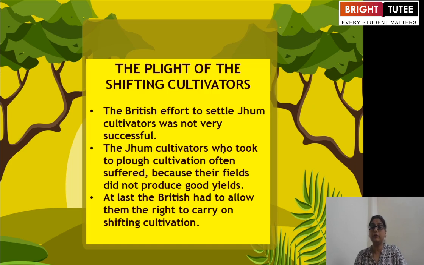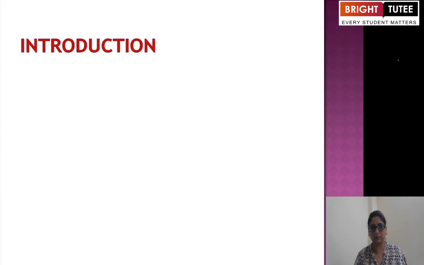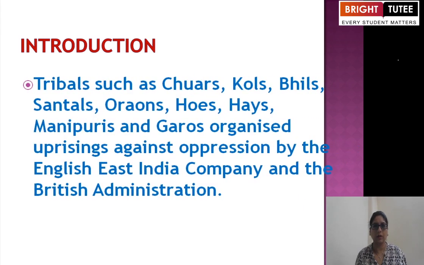And the British effort to settle Jhum cultivators was not very successful. The Jhum cultivators who took to plough cultivation often suffered, and because their fields did not produce good yields, at last the British had to allow them the right to carry on shifting cultivation. Now, tribals such as Shors, Kols, Bhils, Santals, Oraons, Hos, Manipuris, and Garos organized a rising against oppression by the English East India Company and the British administration.